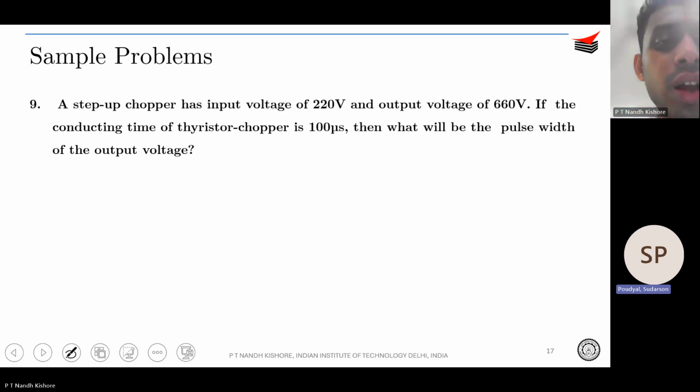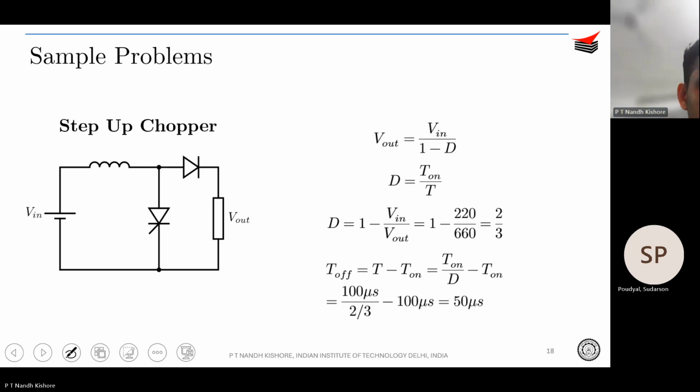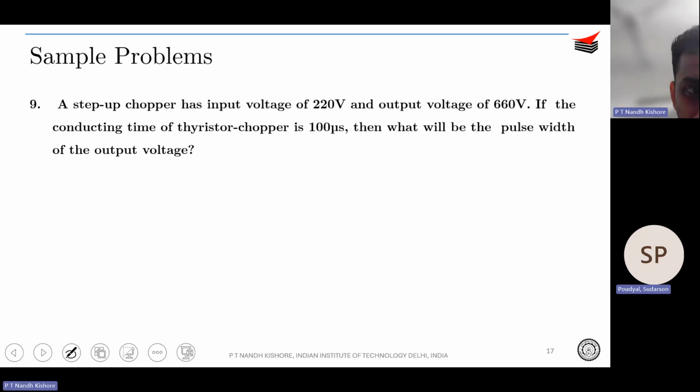A step-up chopper has an input voltage of 220 volts and output voltage of 660 volts. If the conducting time of the thyristor chopper is 100 micro seconds, then what will be the pulse width of the output voltage? So the question is a step-up chopper, which means it's a boost converter, right? It has an input voltage of 220 volts, that's Vs is 220, and the output is V naught, which is 660 volts.